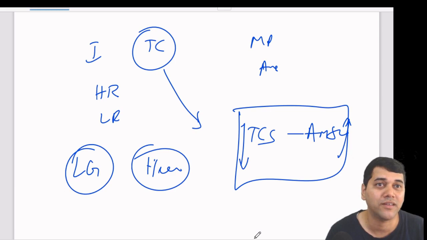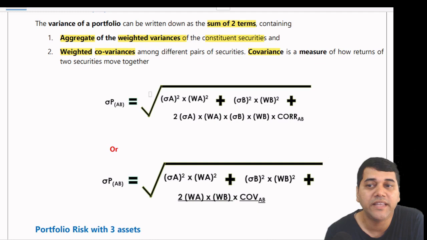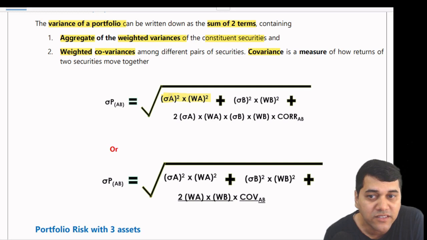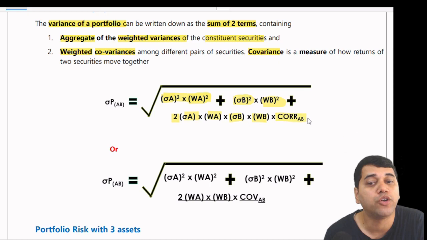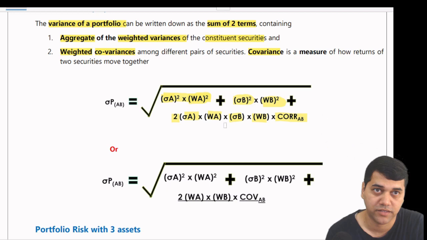So what is this weighted average of the variance? They said, if you want to find out the variance of the portfolio or standard deviation, it is the aggregate of weighted variances. That means variance of A into weight of A squared, variance of B into weight of B squared, plus weighted covariance. That is 2 times weight of A into weight of B, standard deviation of A into standard deviation of B into correlation of A and B. Different. So you have to see what they have given in the question.